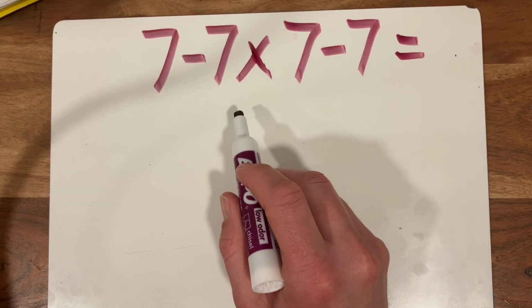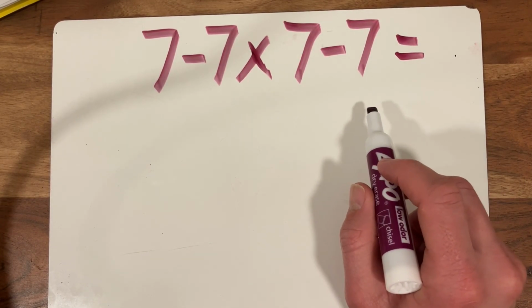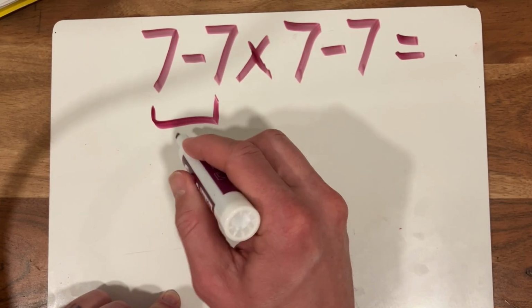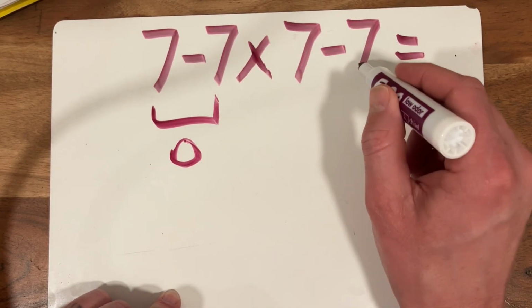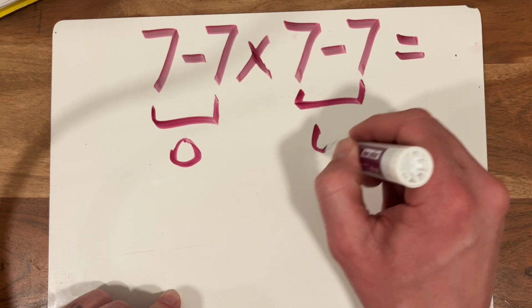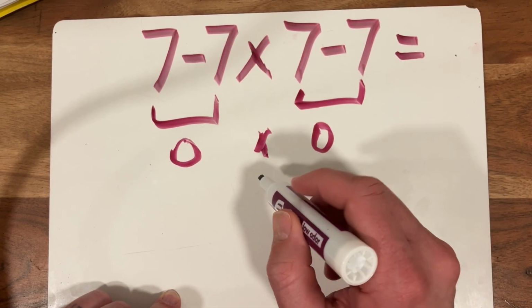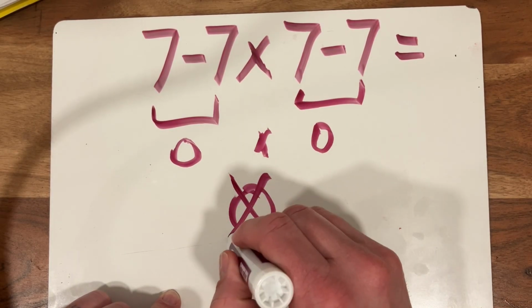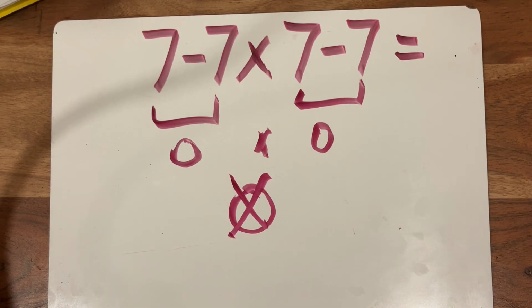7 minus 7 times 7 minus 7. At first glance, you might say 7 minus 7 is 0. 7 minus 7 here is 0. 0 times 0 is 0. But that is incorrect. Let's try this again.